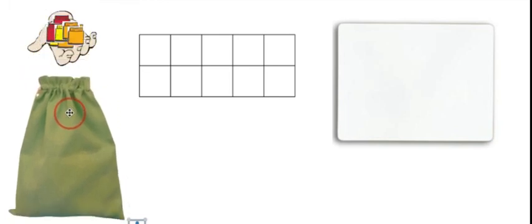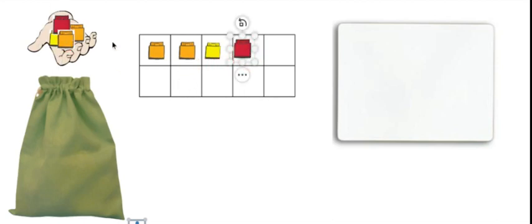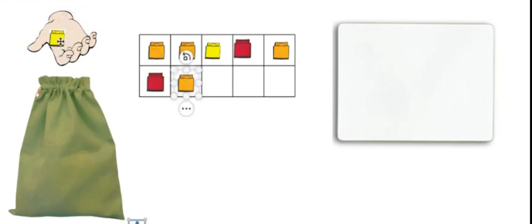Then it's player two's turn. Player two will grab a handful of Unifix cubes out of the mystery bag. Player two will arrange the Unifix cubes on the 10-frame mat, counting them. One, two, three, four, five, six, seven, eight. Once you've placed the Unifix cubes and count them, make sure that they are matched up as a double.